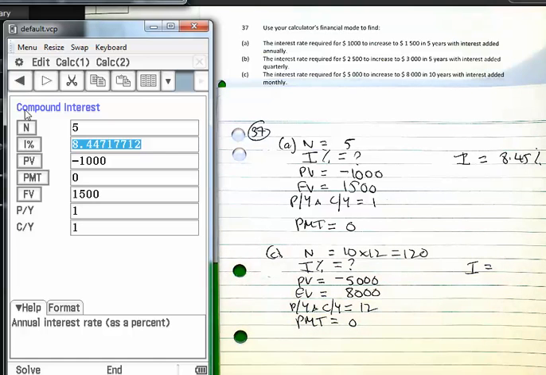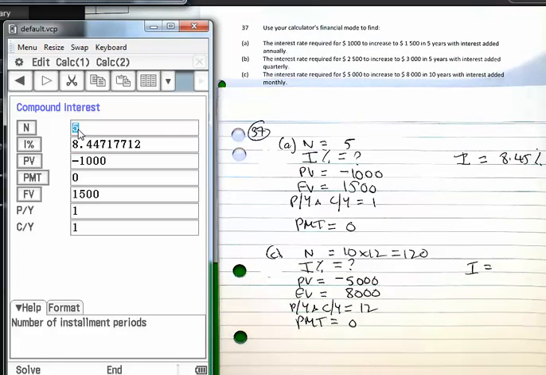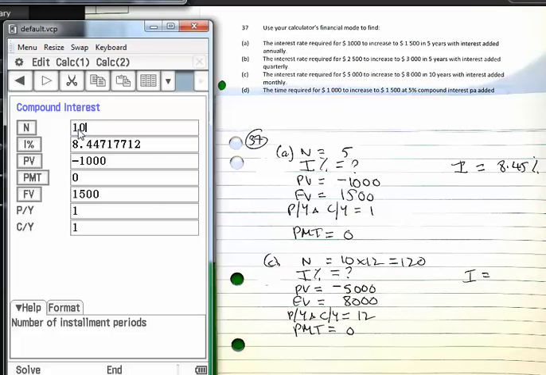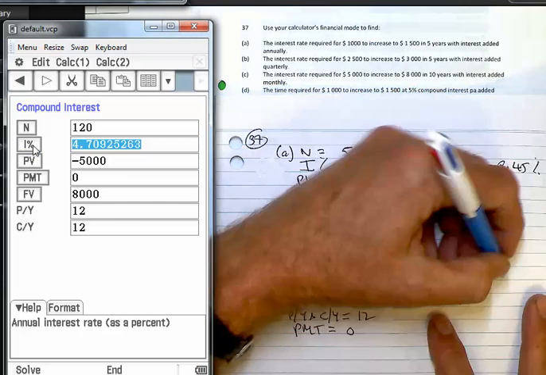In C, similar strategy. I find, just as a little check for myself, that 10 years added monthly, actually type in 10 times 12, just to check myself. I don't know the interest rate. In this instance, negative 5,000. 5,000 is coming out of my pocket. I want that to grow to $8,000. Go up to interest, press the button. So 4.71%.